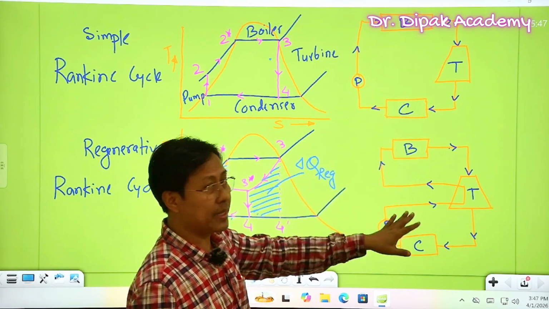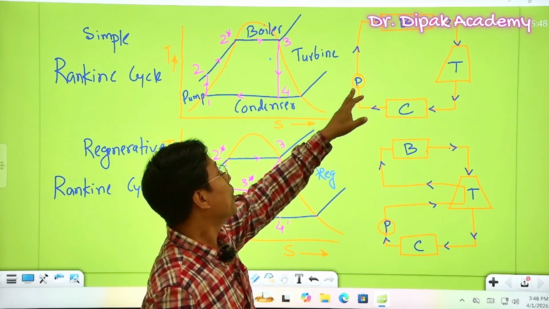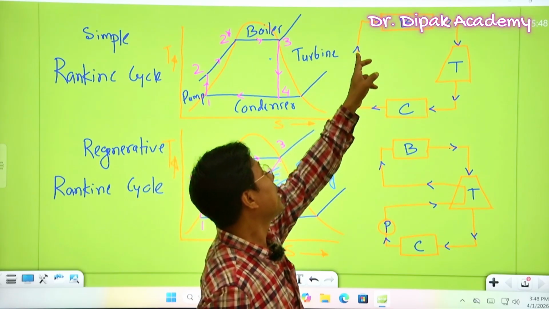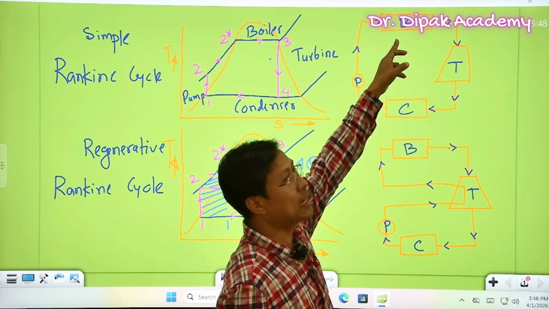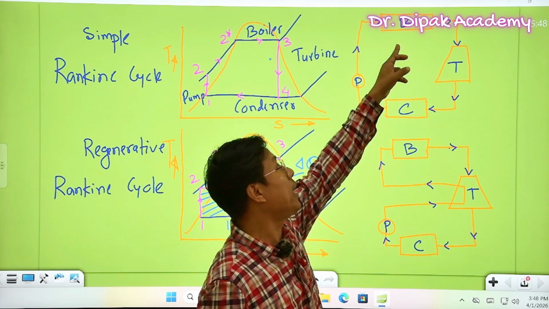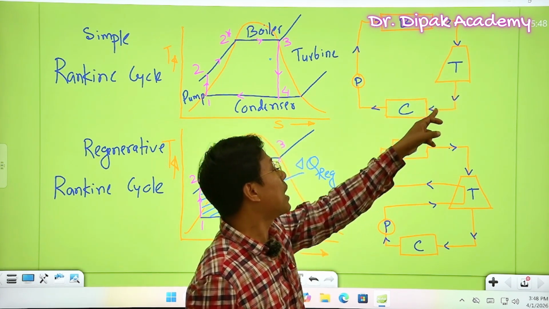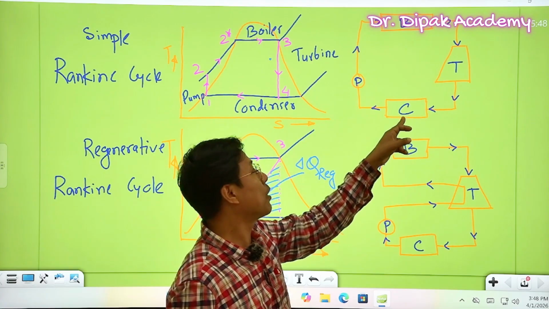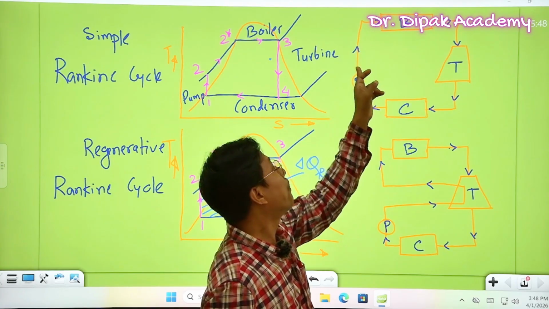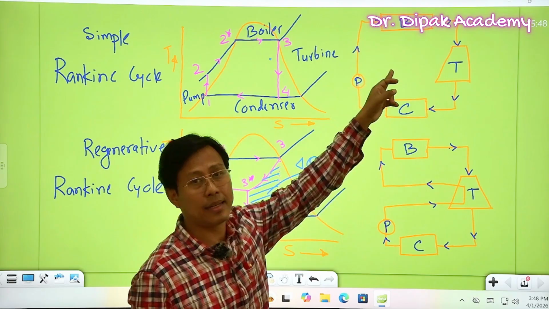Follow the schematic diagram. In the simple Rankine cycle, we have a pump. The pump will draw the water from the condenser, then it will push the water inside the boiler. Okay. So in the boiler, the water will be heated, it will be boiled, it will be evaporated, then it will come to the turbine. Again from the turbine, it will come to the condenser. So in the condenser, the steam will be converted into water. Again it will come to the pump and boiler, etc. In this way, the whole cycle of simple Rankine cycle takes place.